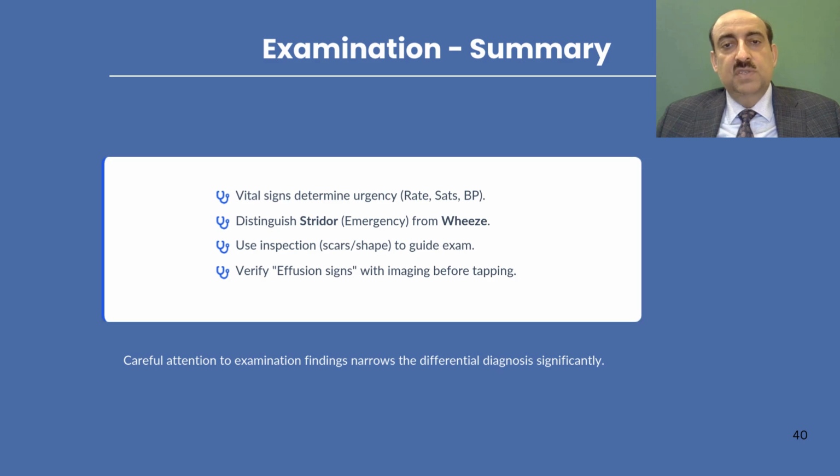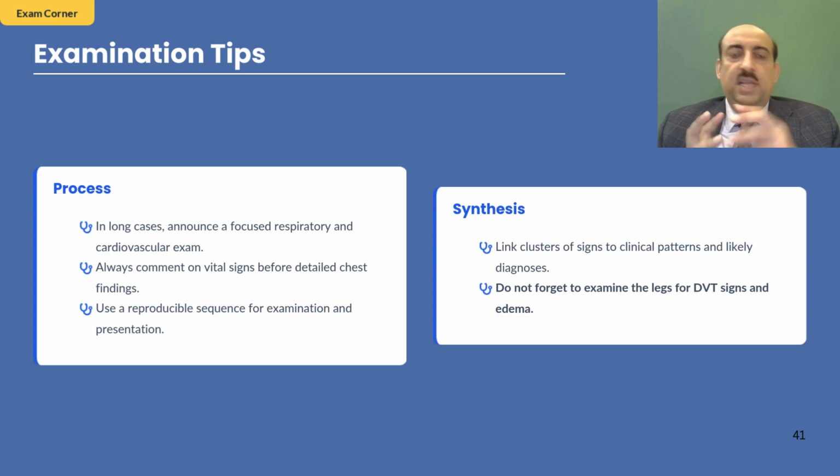Now, inspection of the scars and shape is really important in clinical examination. This is one of the most overlooked examination techniques. And if there is pleural effusion or signs of pleural effusion, before tapping, do the necessary imaging to confirm, because it could be a diaphragmatic collapse. So exam corner lastly, and some of the exam tips. When you have a long case related to respiratory symptoms, focus on respiratory and cardiovascular exam both, because cardiorespiratory form at least 80 to 85% of the cases of dyspnea.